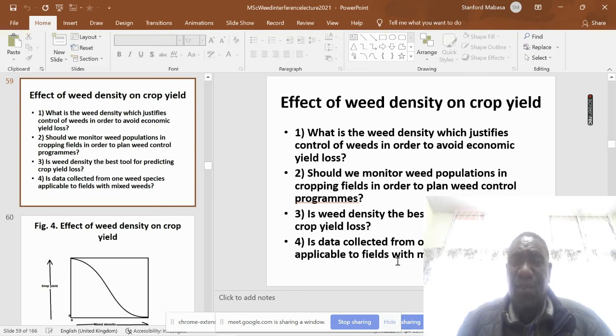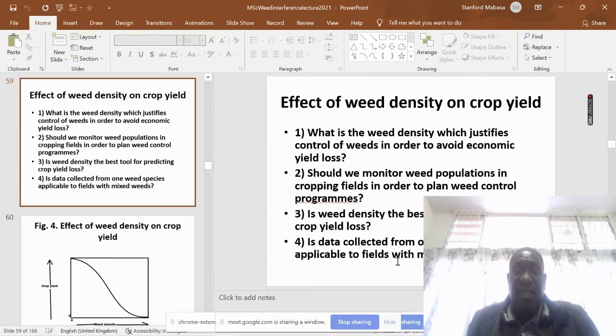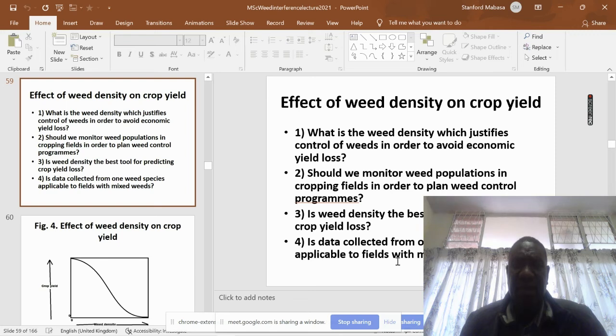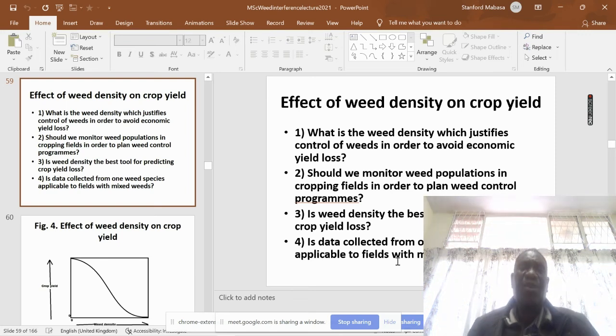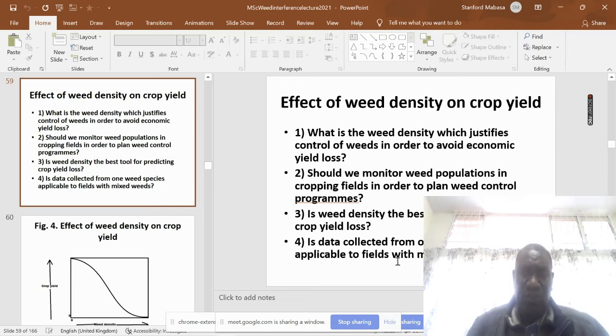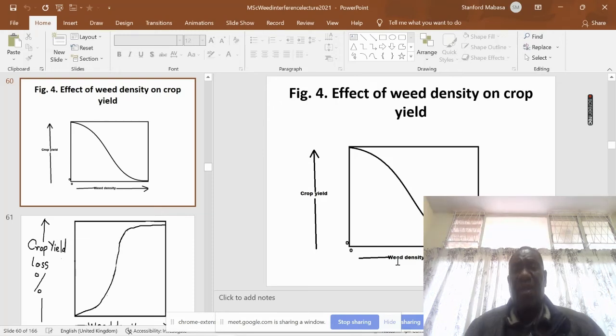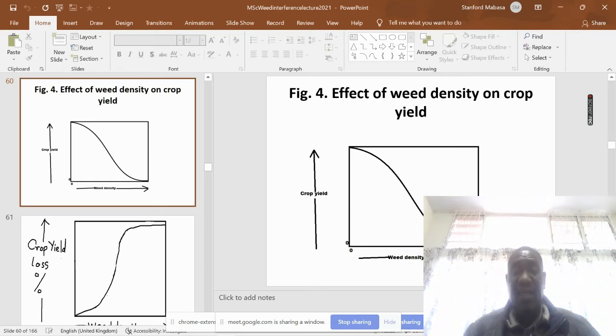Is data collected from one weed species applicable to fields with mixed weeds? One of the problems with this approach is that we can only study one weed at a time, yet crop fields have got mixed weeds. Anyway, we'll explore these methodologies and see what we can do. Here, I want to show you the relationship of weed density and the crop yield.